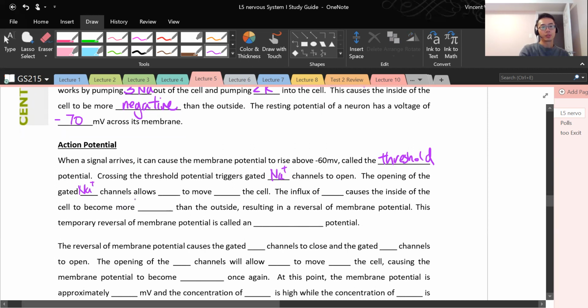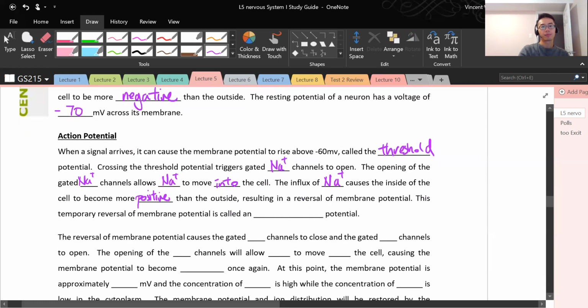The opening of the sodium channels allows sodium to move into the cell. The influx of sodium causes the inside of the cell to become more positive than the outside, resulting in a reversal of membrane potential. This temporary reversal of membrane potential is called the action potential.